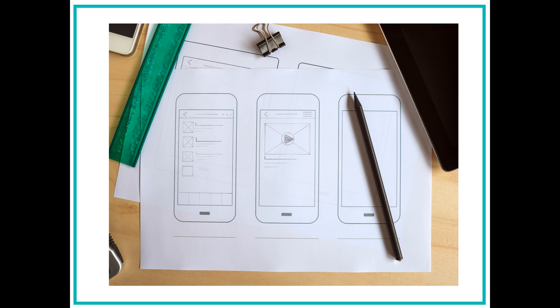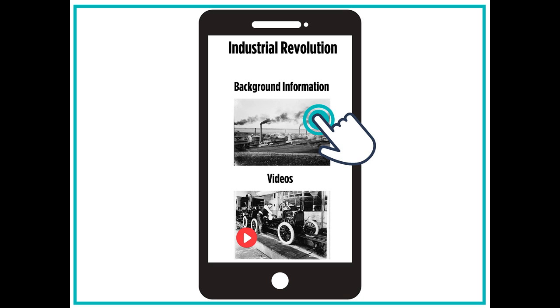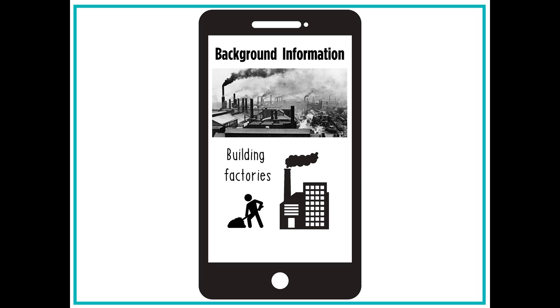Diana's first step in creating an app is to design a wireframe. A wireframe is a series of pictures and words that show what an app will look like. Here is what the wireframe of the home page looks like. When users log onto the app, they will click two buttons. They can click on the first button to read background information, and they can click on the second button to watch videos. When users click on the first button, they will read background information on the Industrial Revolution.